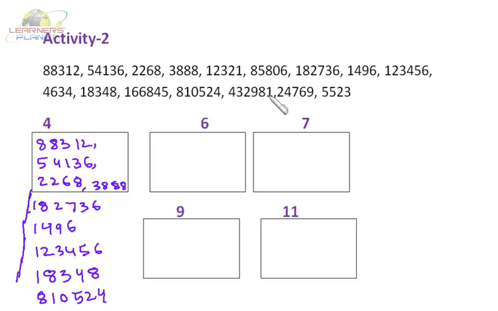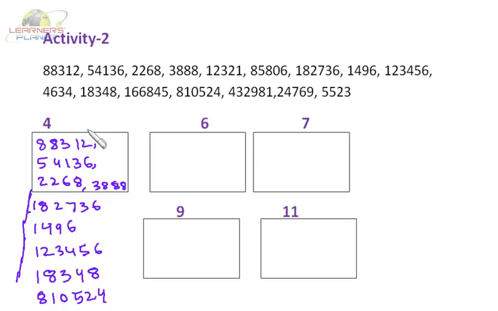Okay. Now in this case, the last two digits are 81. 81 is not a multiple of 4, so the complete number will not be a multiple of 4. In this case, the last two digits are 6 and 9, and 69 is not a multiple of 4. That means the complete number will not be a multiple of 4. In this case, 5523, the last two digits are 23. So 23 is not a multiple of 4. That means the complete number will not be a multiple of 4.